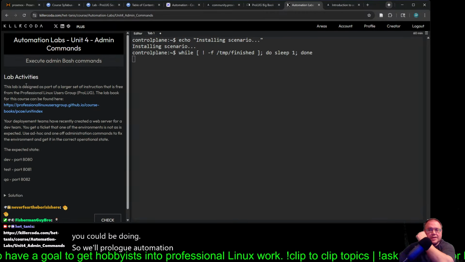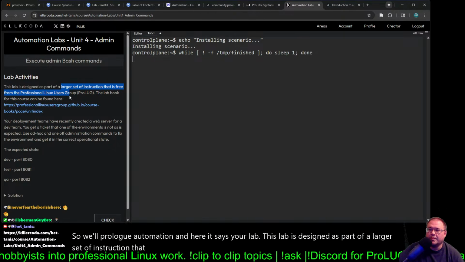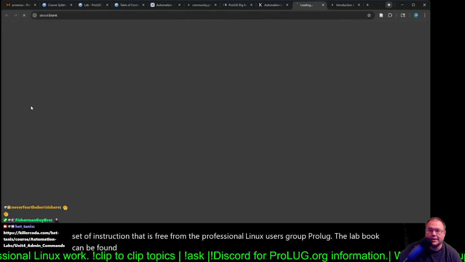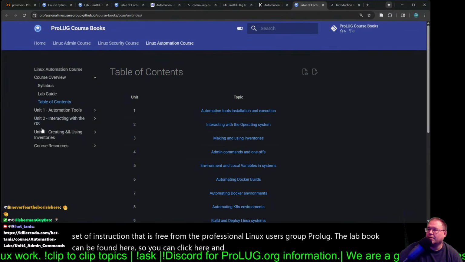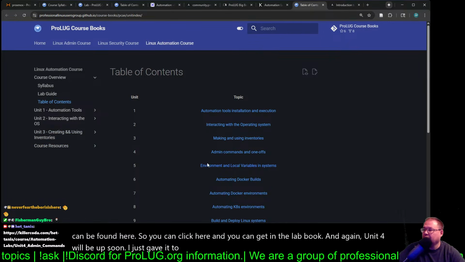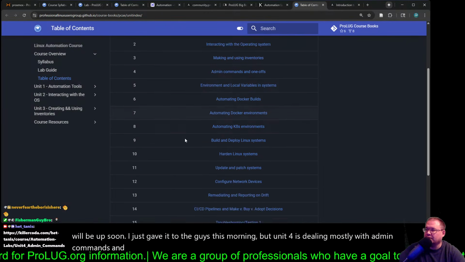And here it says, this lab is designed as part of a larger set of instruction that is free from the Professional Linux Users Group, ProLUG. The lab book can be found here. So you can click here, and you can get in the lab book. And again, Unit 4 will be up soon. I just gave it to the guys this morning. But Unit 4 is dealing mostly with admin commands and one-offs, right? So here's a table of contents.